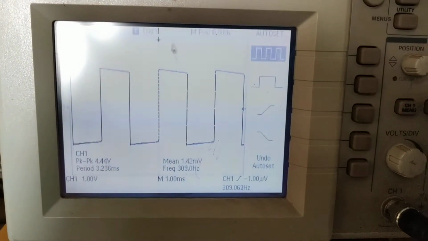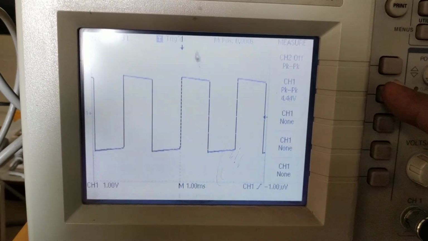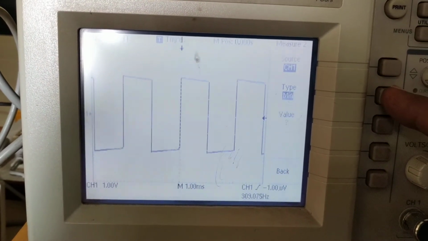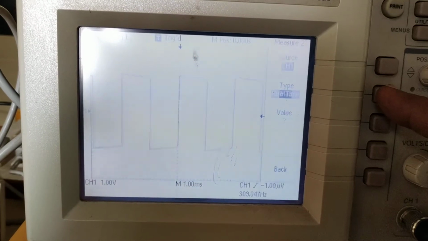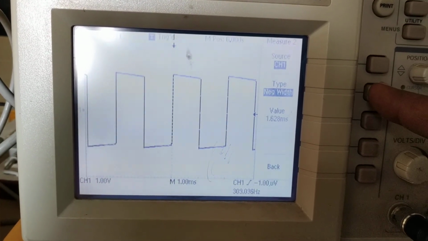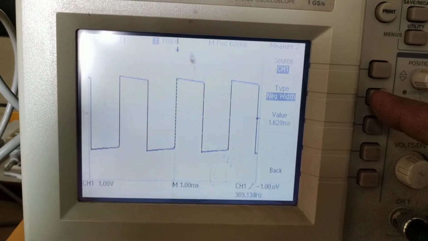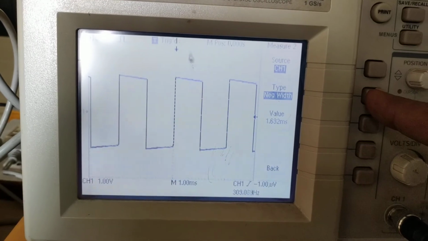So you can go again for the measure button. Let us check whether the duty cycle will be displayed there or not. Check whether it is visible; no, it is not visible. Positive width is visible, negative width is visible. So from the positive width and negative width you can calculate the duty cycle.